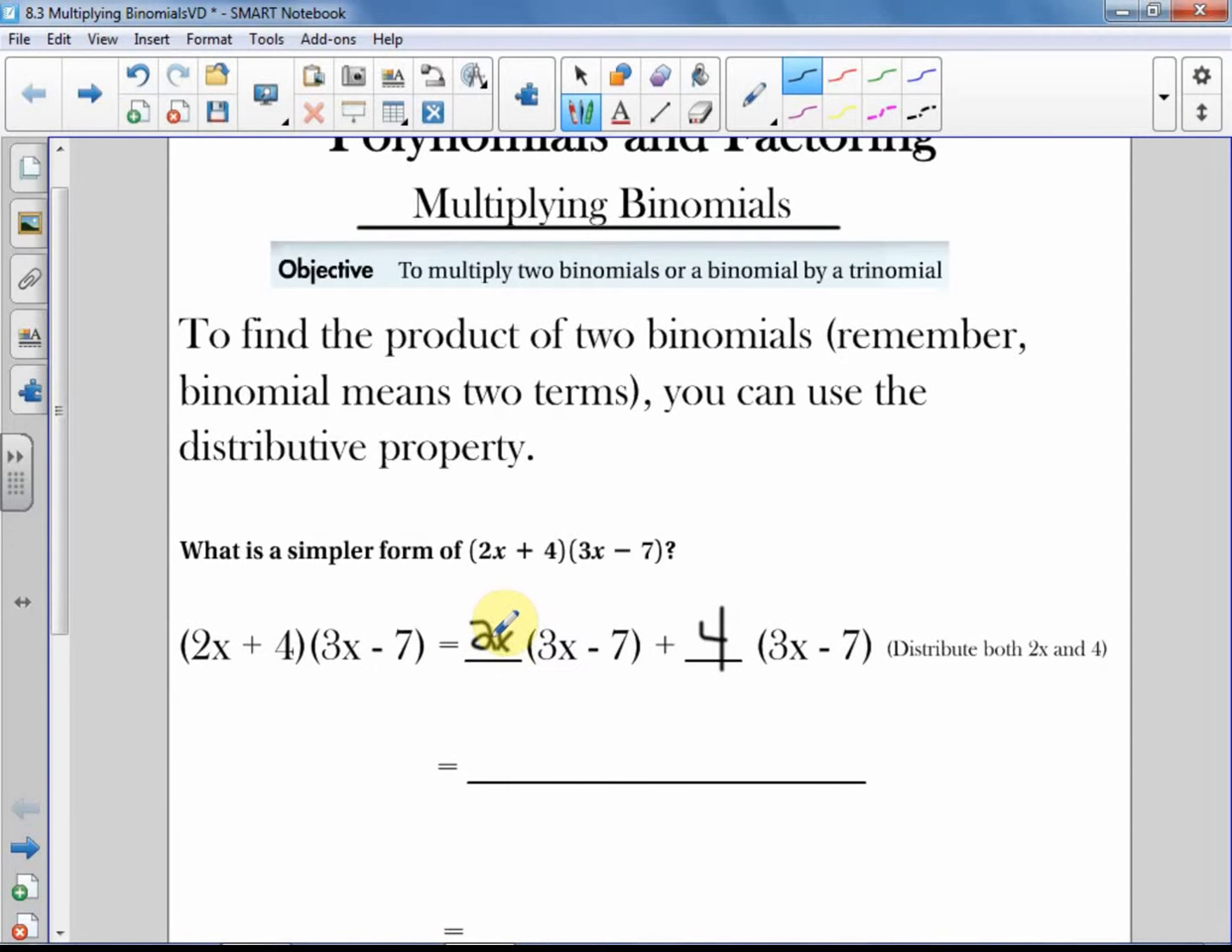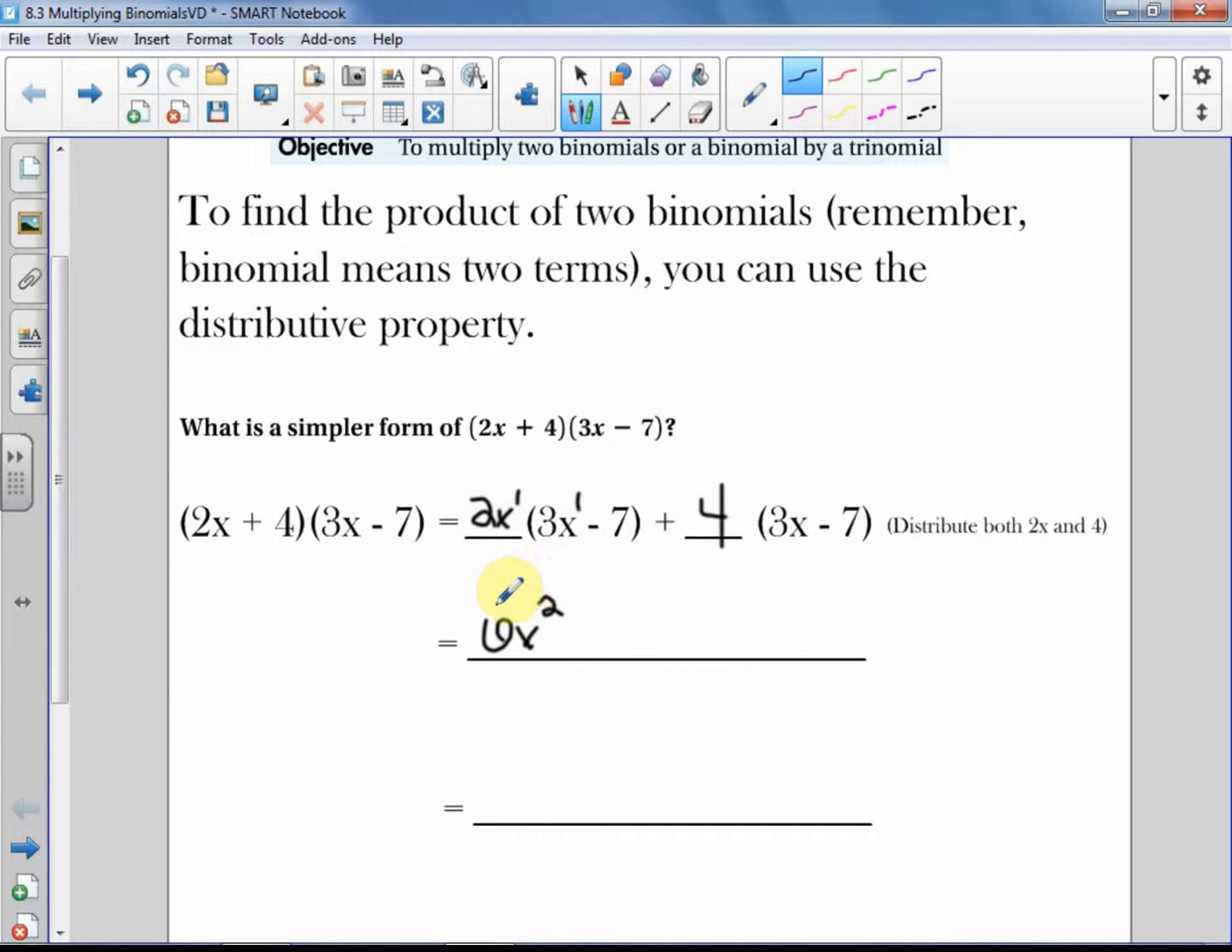So now I'm going to distribute 2x across my binomial. So 2x times 3x, 6x squared. Remember, use the product rule here. We have a power of 1 times a power of 1. We're going to add those exponents and multiply the coefficients. So 6x squared. Now I'm going to distribute that 2x times negative 7, which is a negative 14x. Now I'm going to distribute 4 across my binomial. So I have 4 times 3x. That's a 12x. And I have 4 times negative 7, that is a negative 28.